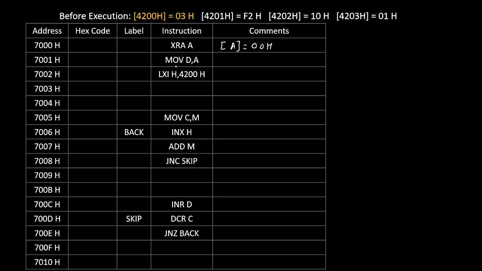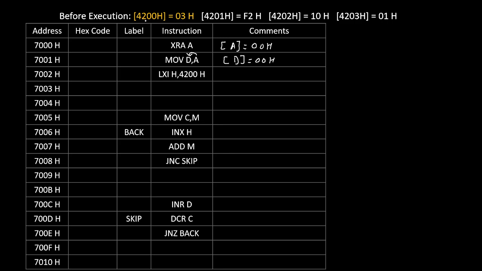Then again, because of MOV D, A, the content of the A register will get copied inside D, and the D register will also become 00H. The content of A was 0 and that 0 got copied inside the D register, and D has become 0. Why have we made D equal to 0? Because we want our carry inside the D register.